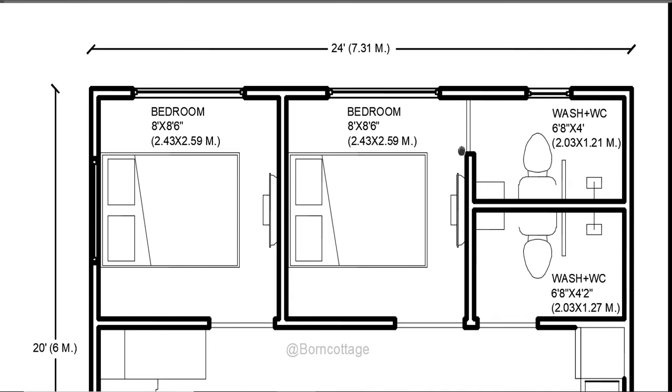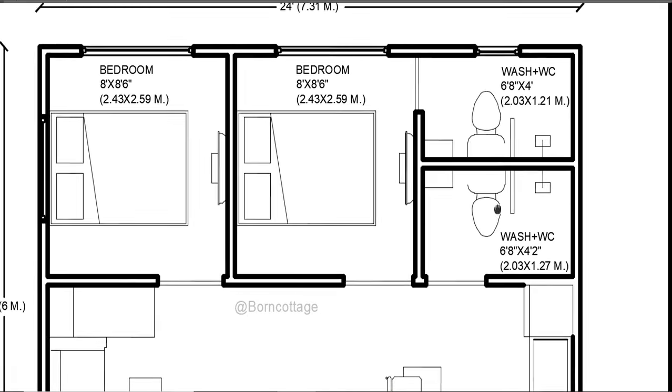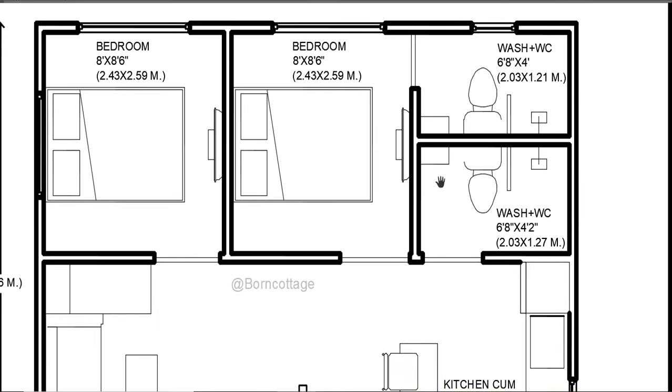We have an attached washroom plus water closet with this room. You can see here the wash basin, water closet, and the shower area, and we have a ventilator for ventilation of this washroom. Also we have a common use washroom plus water closet here. You can see here the wash basin, water closet, and the shower area.